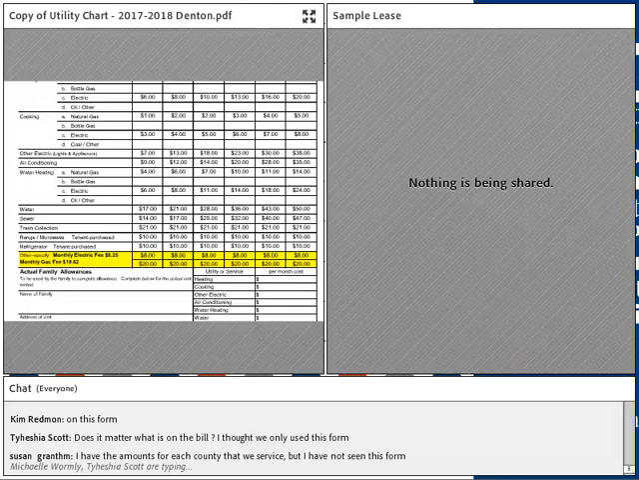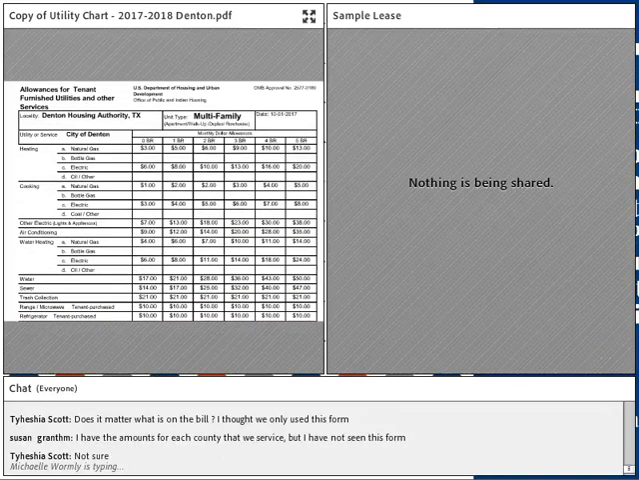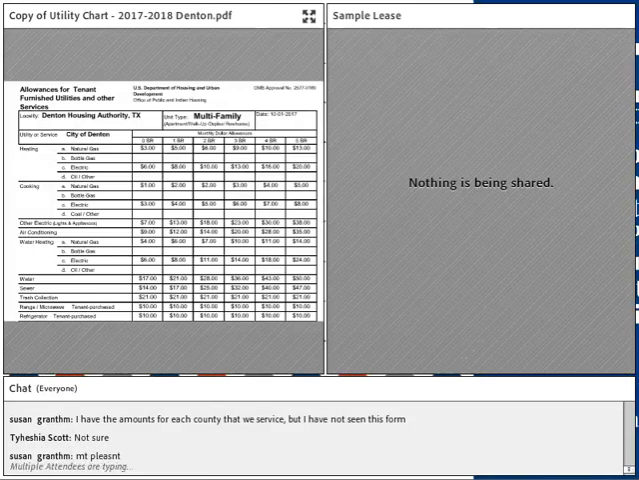I have the amounts for each county that we service, but I have not seen this form. So, Susan, this form is coming from the Public Housing Authority in Denton. Yours may look a little bit different, and I'm totally drawing a blank on where safety is right now. But, Mount Pleasant, you may be using the Longview Public Housing Authority utility schedule, which may look a little bit different from the Denton Housing Authority's utility schedule, but they should have something very similar to this.